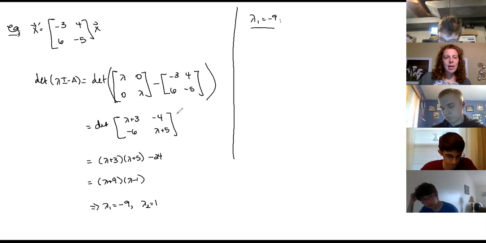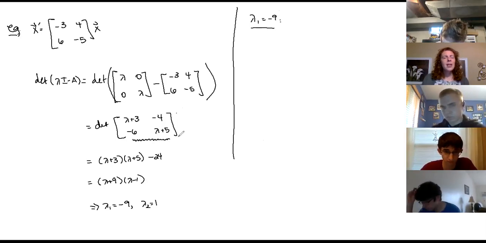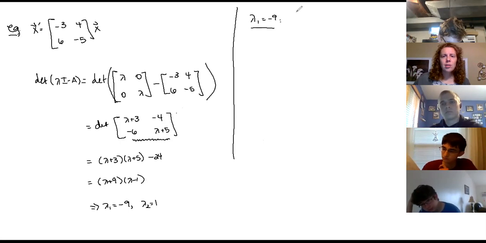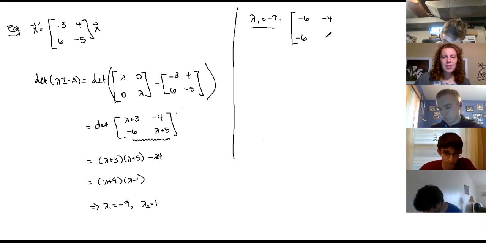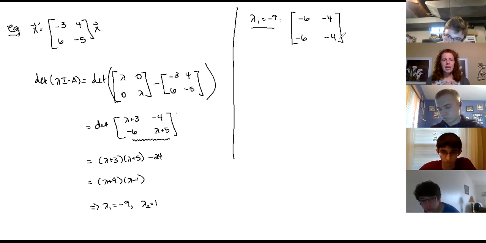Here's the matrix that I am using. I'm plugging in -9. I'm also going to stop writing the zeros on the right-hand side because those are always going to stay 0. If you're doing an augmented matrix and you have zeros on the right-hand side, there is no point writing them. We can just use the coefficient matrix. So -6, -4, -6, -4. No zeros because they're just going to stay on the right-hand side, kind of hidden.